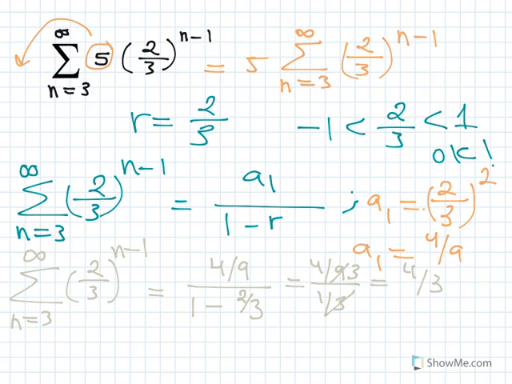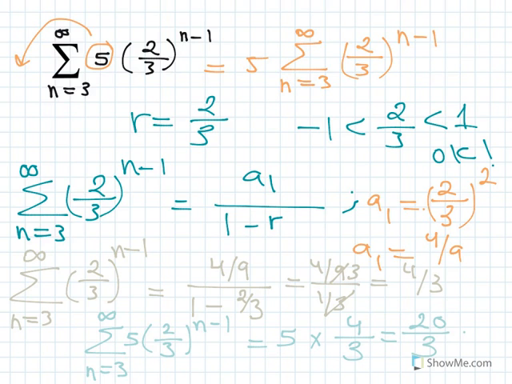But we don't forget that we had 5 times that series. So this series only converges to 4 over 3. But if I want to find the whole expression, the sum from n equals 3 to infinity of 5 times 2 over 3 to the power n minus 1 equals 5 times 4 over 3, which is going to be 20 over 3.